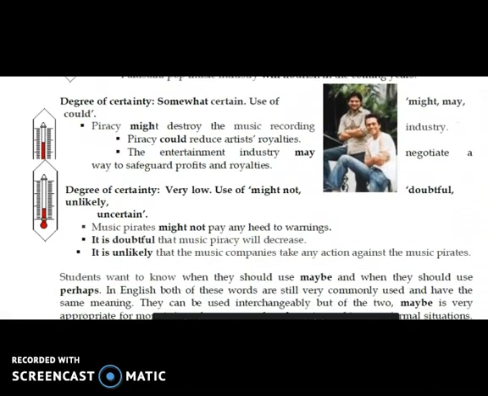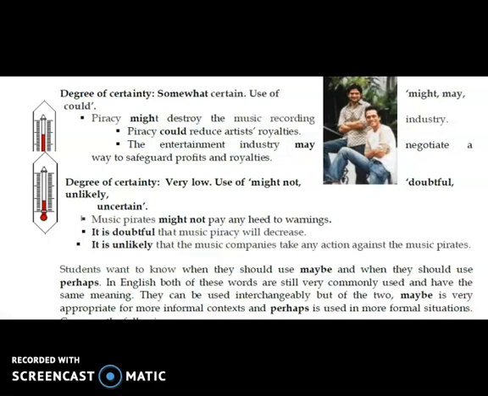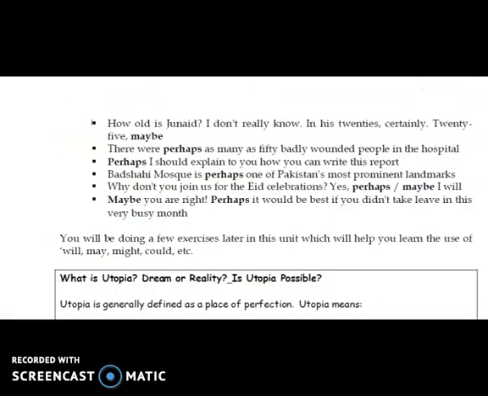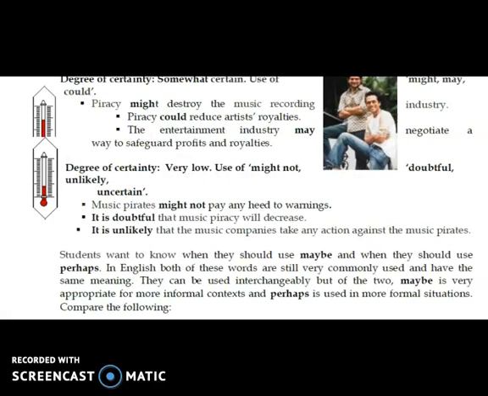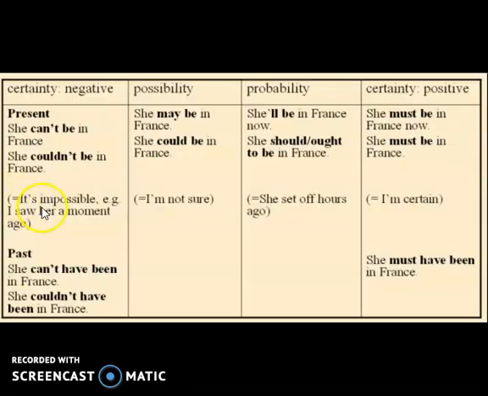So this is how you can say you are using differently. We are going ahead. Degree of certainty is somewhat certain, and you use could, you use might, you use may, right? And if the degree of certainty is lower than that, you use words like might not or unlikely, right? So this is how you are using certain modal words to form phrases or sentences which express possibility or impossibility. So guys, finally, quickly practice certainty, possibility, probability, and certainty with positivity.